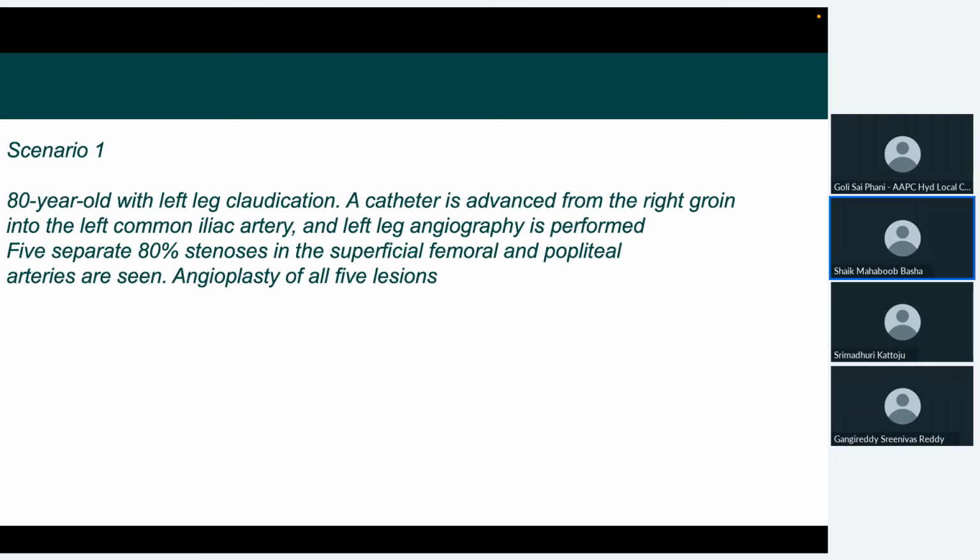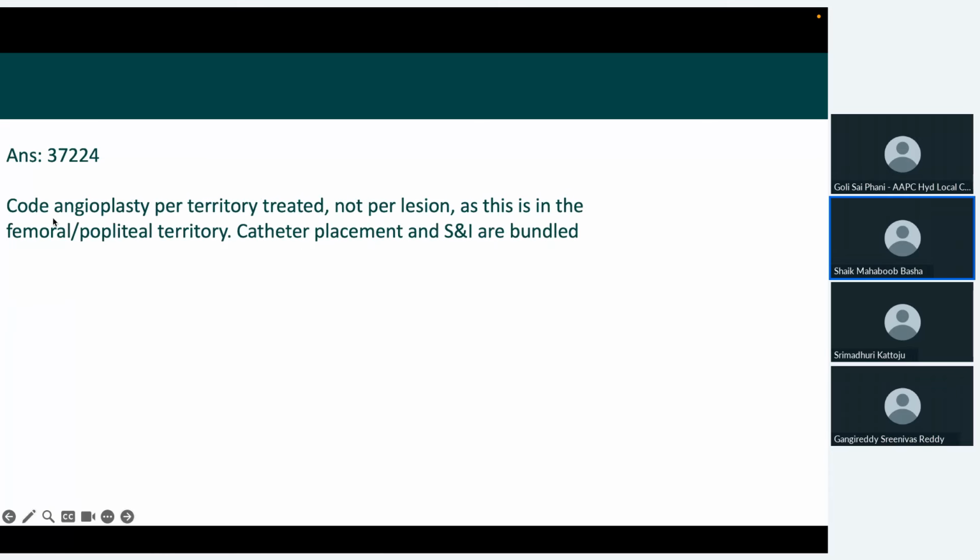So what is the coding guideline for the femoral territory? Irrespective of the number of blood vessels, it will be coded as a single code. We cannot code 2 angioplasties, only 1 angioplasty. 37224 is the code. See here, the rationale is provided. Code angioplasty per territory treated, not per lesion, as this is in the femoral popliteal territory. Catheter placements and S&I are bundled. So we can code 37224 along with the respective laterality modifier. If it is the left side, you can code LT. If it is the right side, you can code RT. Clear?